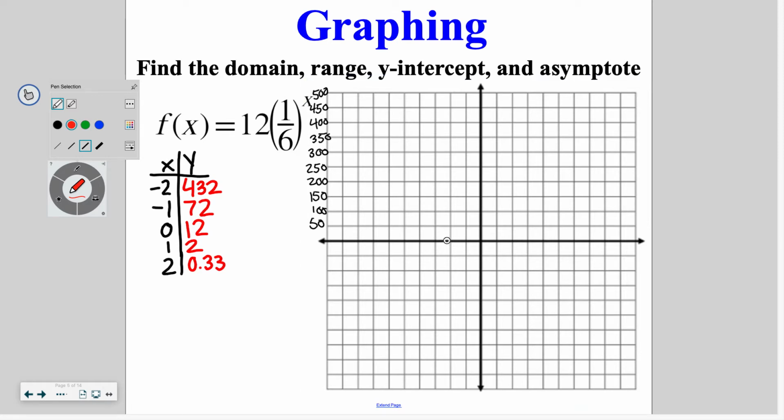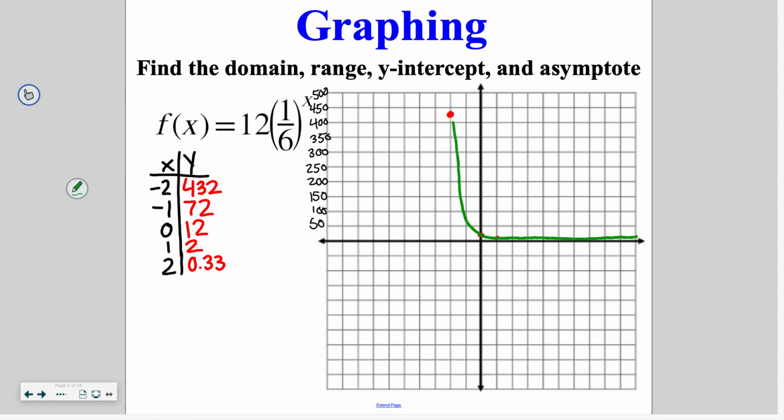So we're starting at -2, positive 432. Then we've got -1 at 72. Then we've got 0 at 12. We've got 1 at 2. And we've got 2 at 1/3. Notice when I connect these, we've got a huge drop off between the points. This is why we have an exponential function. It means it starts out slowly and then rapidly changes.